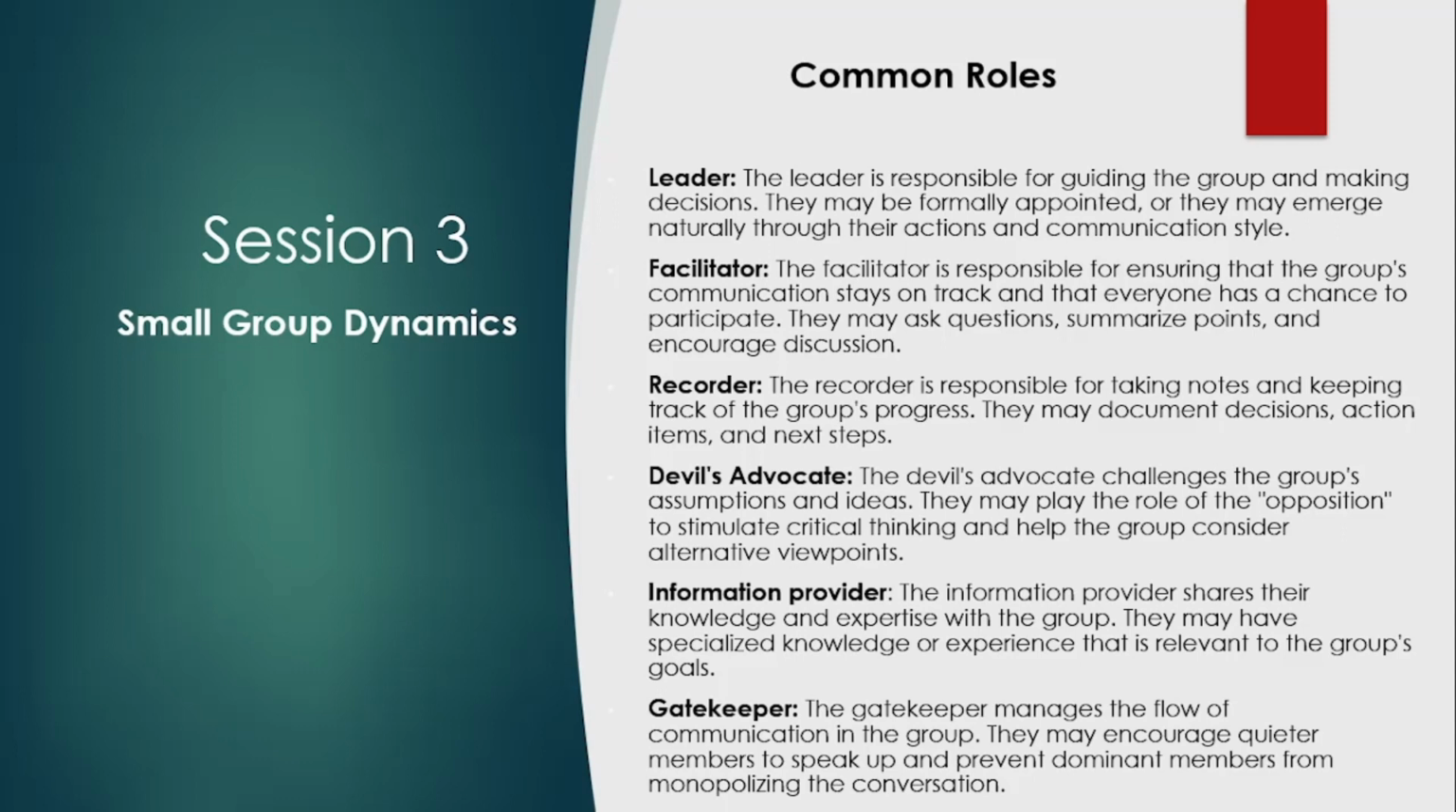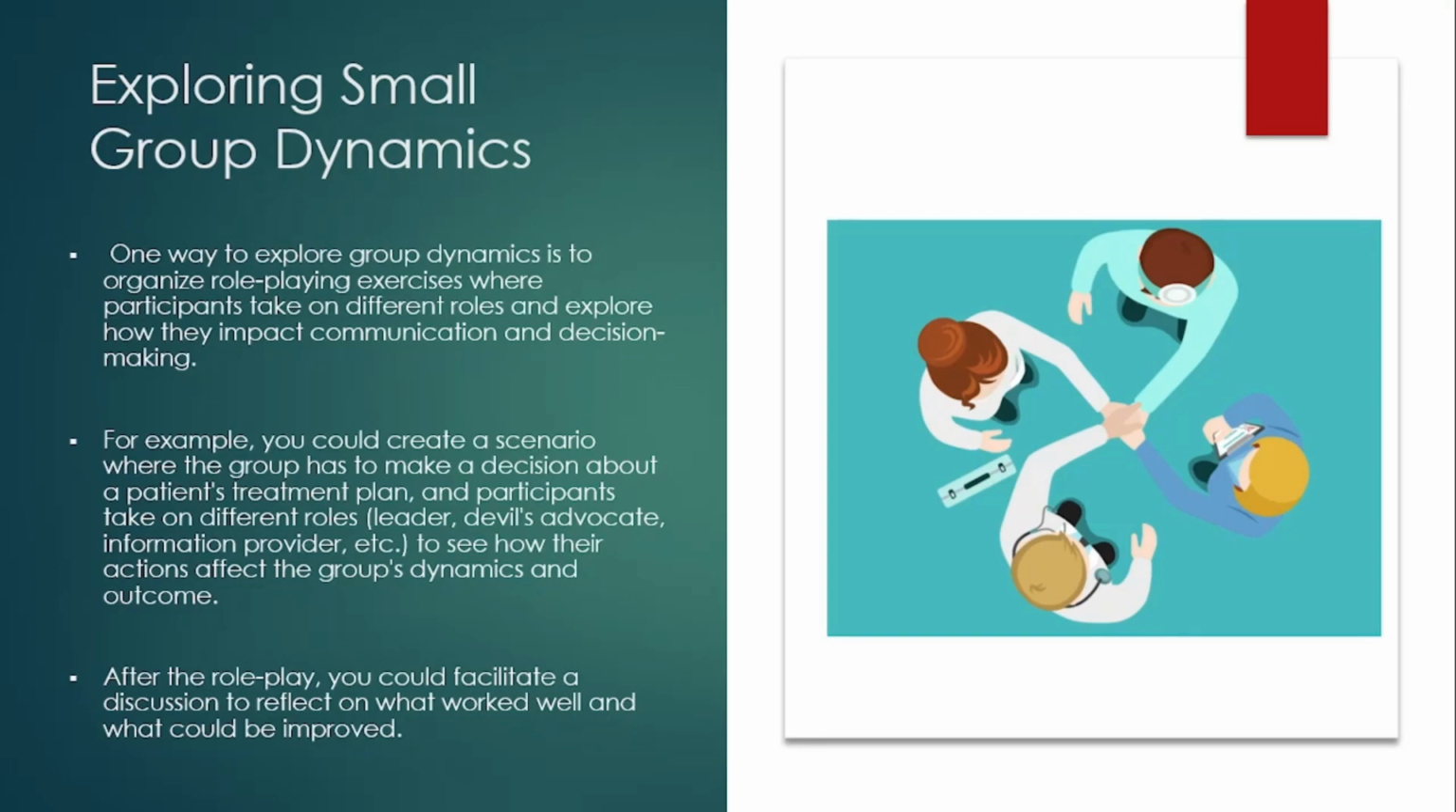One important aspect of group dynamics is the roles that people play within the group. Common roles are leader, facilitator, recorder, devil's advocate, informative provider, and gatekeeper. Understanding these roles and how they influence groups' interactions is key to promoting effective communication. Another important aspect of group dynamics is the level of cohesion within the group. Cohesion refers to the degree to which group members feel a sense of unity and belonging.